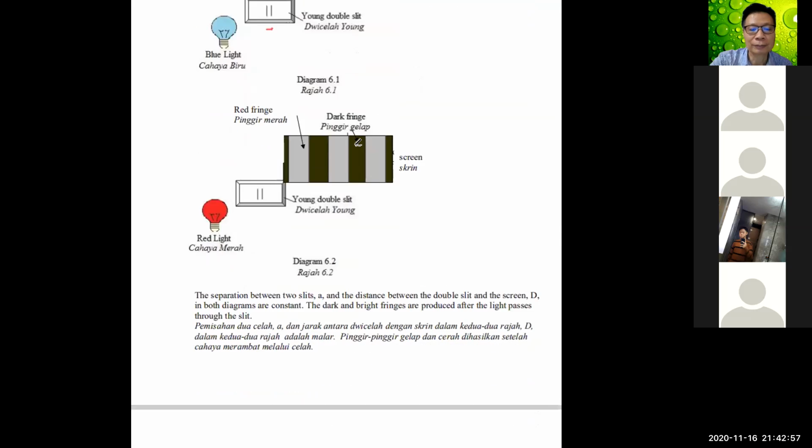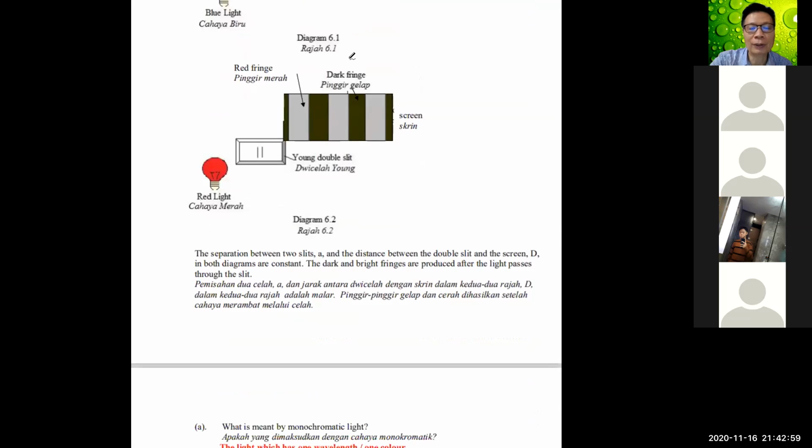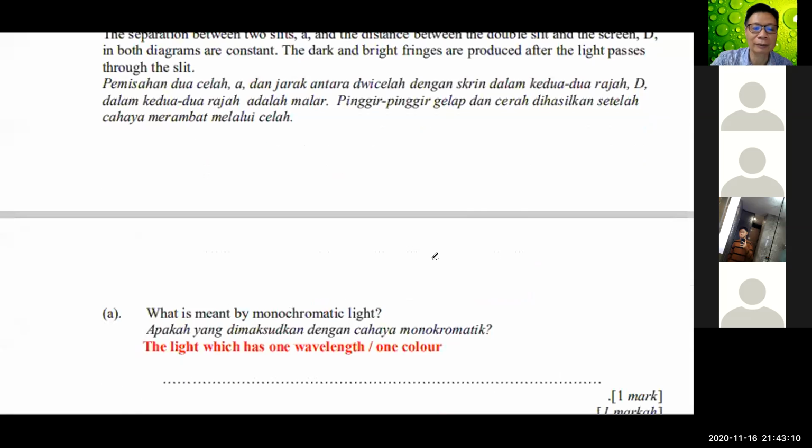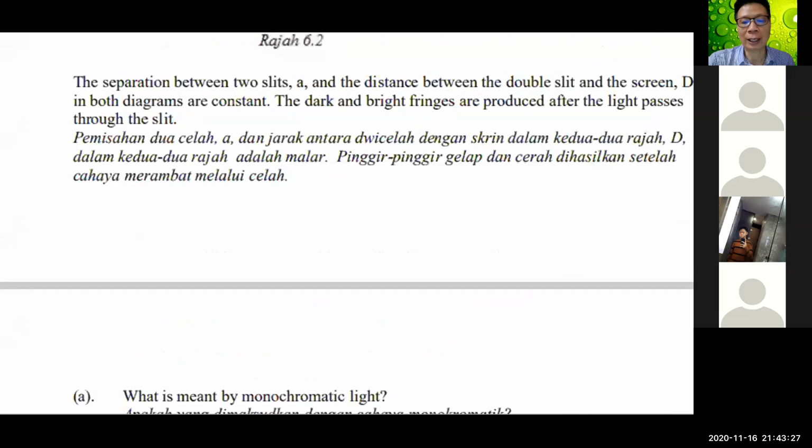Okay, now question. What is meant by monochromatic light? Monochromatic is what? Yongzi says one color, one wavelength. Yes, correct. Light which has one wavelength or one color. That's why we call it monochromatic. One wavelength or one color. Okay.